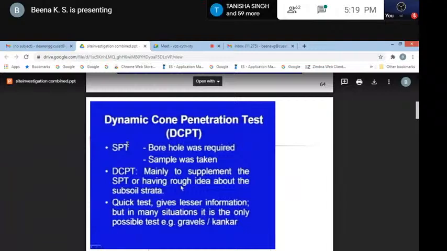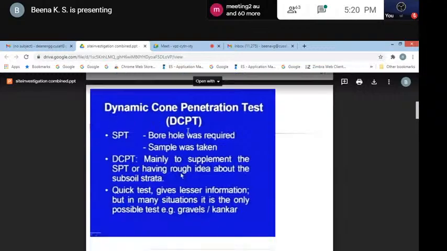But in the case of dynamic cone penetration test, though it's conducted for supplementing the SPT, it gives you a rough idea about the subsoil strata. It is very quick compared to the SPT test, and it is cheaper also. But it gives lesser information, and in some cases we cannot take samples in very loose granular soils. In such cases, it is better to go for a dynamic cone penetration test.